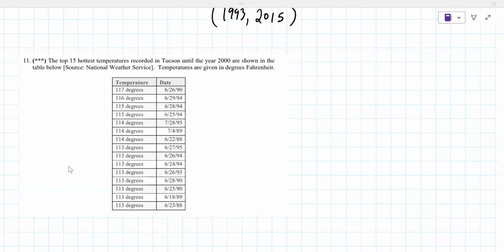The first question that it asks is, is the date a function of the temperature? Whatever it says function of, that's your X value, and it's good to label that. And so date must be the Y value. And so you're looking for duplicates. You're looking for duplicates in X.